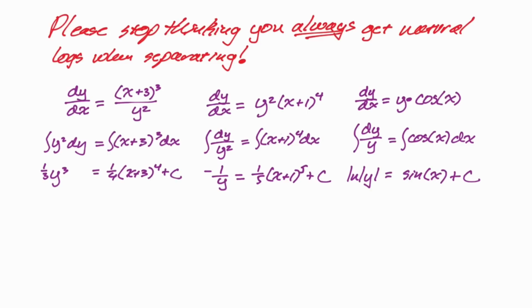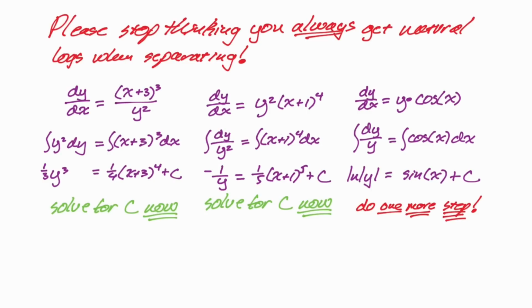Okay, so now the question becomes, when do I solve for c? Solve for c as soon as possible if you don't have to exponentiate. So I have written down, you should solve for c now on the first one, now on the second one, and do one more step on the third one. So for the third one, we're going to exponentiate, which kind of changes a lot of stuff. You lose the natural log, you lose the absolute value, and the c becomes a coefficient.